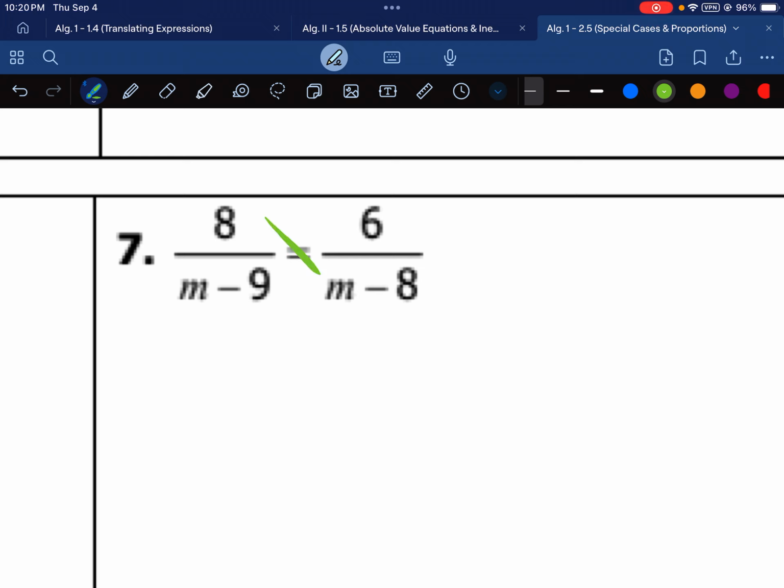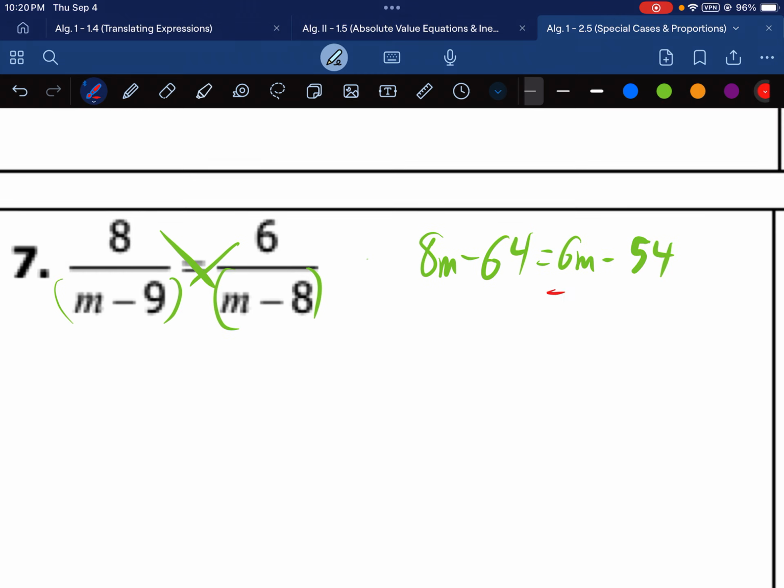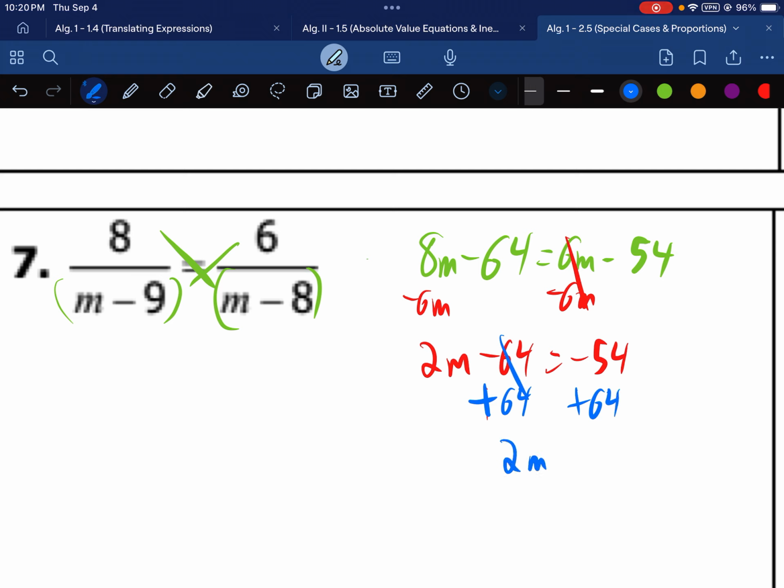Example 7 here, diagonally, 8 times m minus 8 gives us 8m minus 64. The other diagonal gives us 6m minus 54. I'm going to subtract 6m from both sides and get 2m minus 64 equals negative 54. Adding 64 to both sides results in 2m equals 10. Divided by 2, and m equals 5.